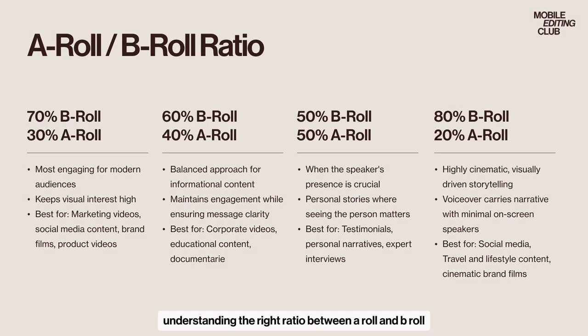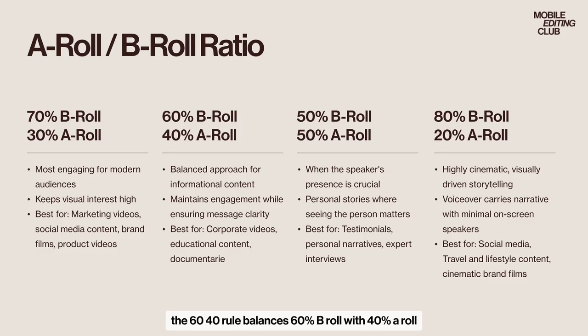Understanding the right ratio between A-roll and B-roll depends on your content type and audience expectations. Different ratios serve different purposes and create distinct viewing experiences. The 70-30 rule uses 70% B-roll and 30% A-roll. This B-roll heavy approach is most engaging for modern audiences and keeps visual interest high. It works best for marketing videos, social media content, brand films, and product videos where visual storytelling drives engagement.